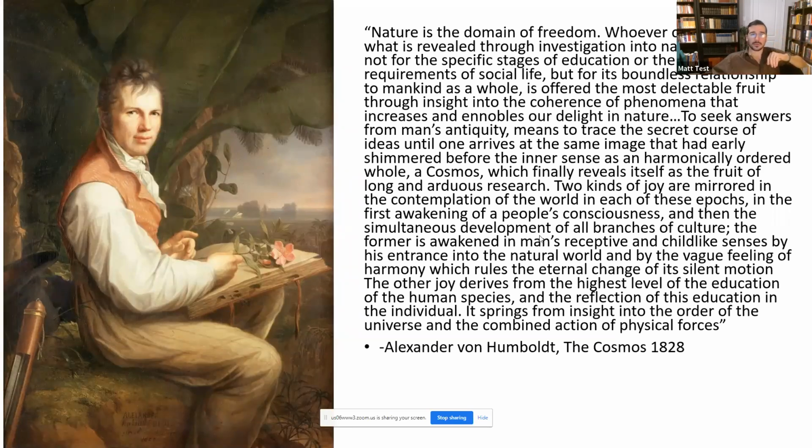So in his Cosmos, which influences so many Americans on so many levels, and especially the Hudson River School painters, he describes here his concept of nature, which is a unifying of all different facets of nature under one holistic view that is tied to art, where he says nature is the domain of freedom. So even though he's discovering laws of nature, he's making a point they're not the type of cold deterministic laws. It's a law that involves freedom.